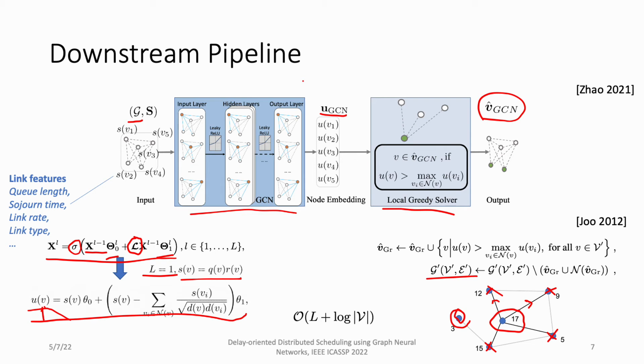For the complexity of this downstream pipeline, because it's a distributed process, we look at the local complexity, which is how many rounds of information exchange between nodes and their neighbors. For the GCN, this complexity is equal to the number of layers. And for the local greedy solver, on average, it has a log complexity in the size of the network. So this low complexity ensures the good scalability of our scheduler. Notice that this local greedy solver is non-trainable, not differentiable. So this makes the training of our approach very difficult.